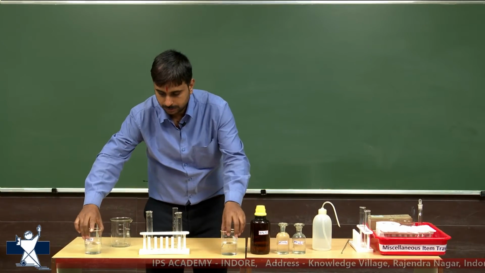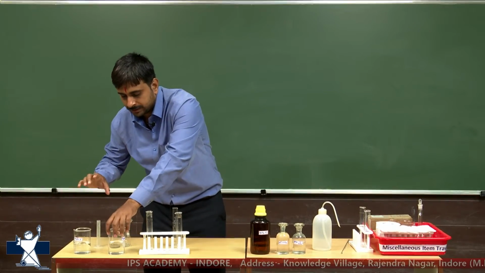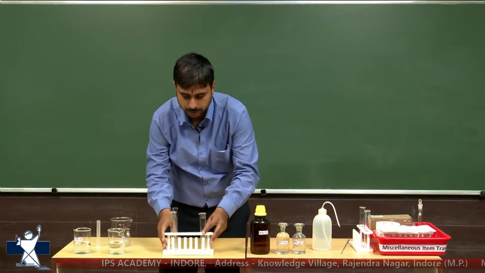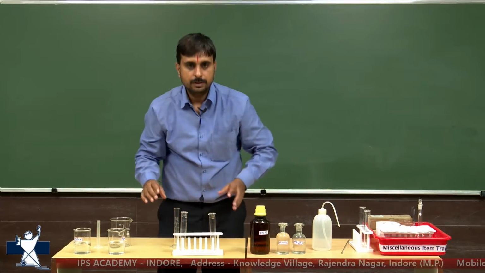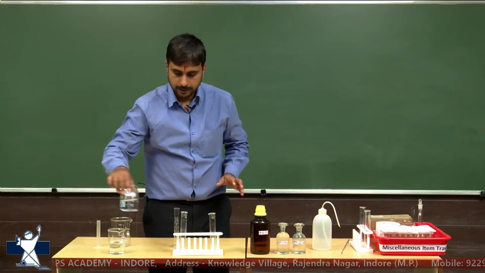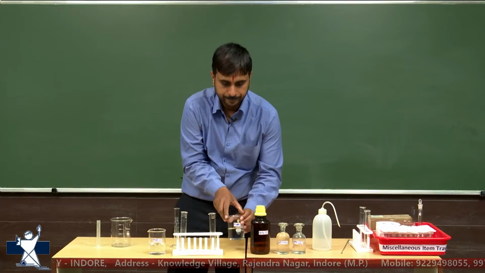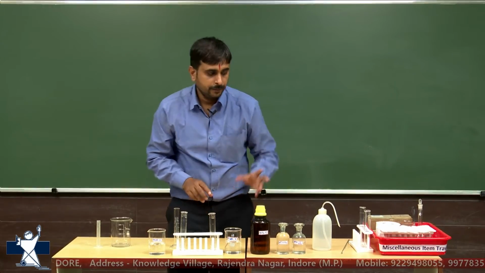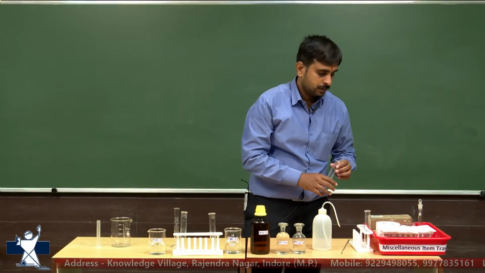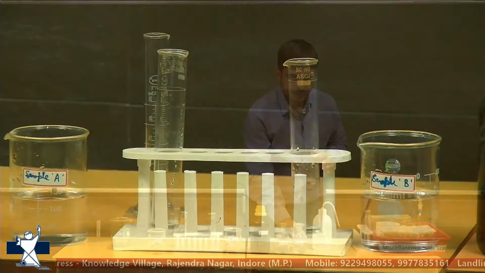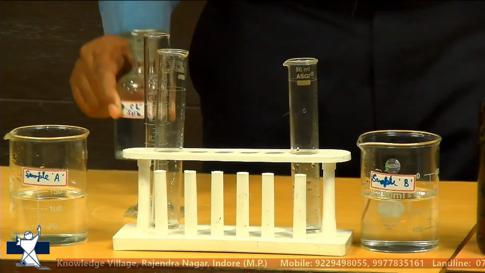So, in both the Nessler cylinders, we have used 1 ml of solution A and B. We will compare this with a standard solution of chloride. We will take 1 ml of standard solution of chloride.